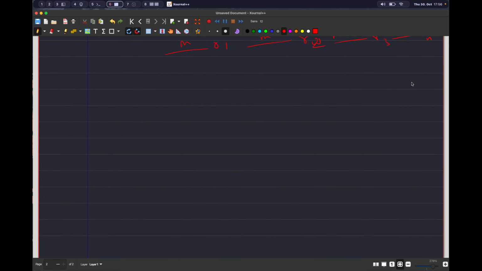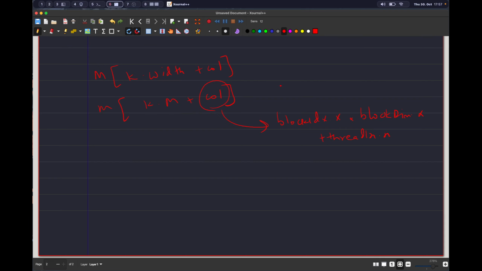Now, suppose we are indexing as k times width plus column, or in this case, k times m plus column. How will this work? The column is calculated, let's say, as blockIdx.x times blockDim.x plus threadIdx.x, right? And if we are in a warp, our 2D warp is laid out in such a way that the threadIdx.y component remains constant for all the threads in a warp. Only threadIdx.x changes.